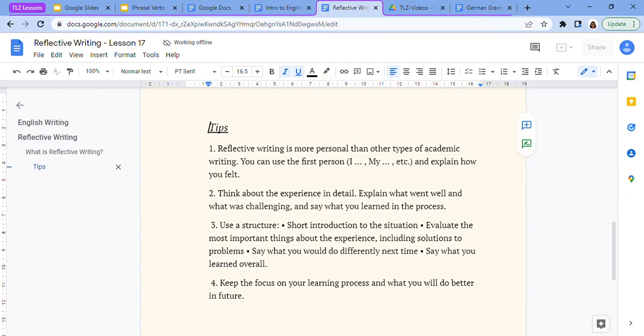Secondly, you have to think about the experience in detail. Look back at the past experience and just give a broad picture of what happened. You have to explain what went well, what was difficult, what was challenging, and what you learned in the process. You analyze, you explore, and explain what happened and why it happened.